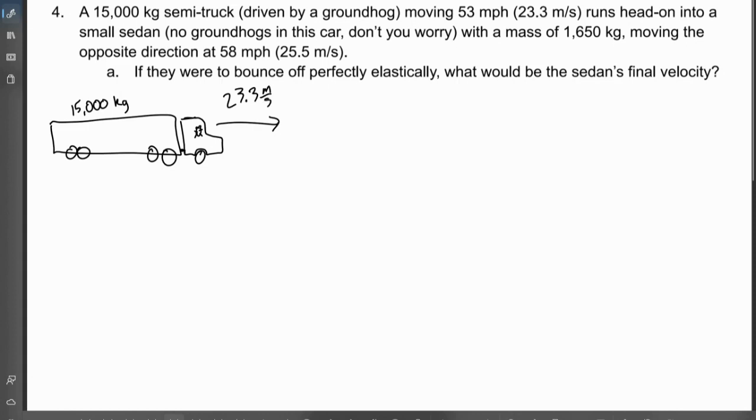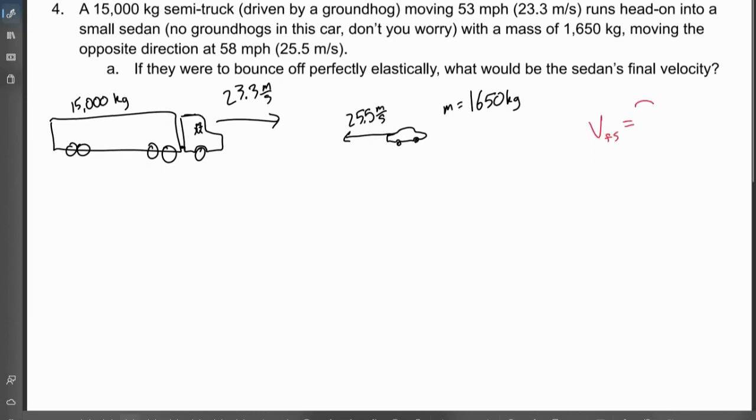Let's say they run head on into a small sedan. I say no groundhogs because that would not go well. It's a little small sedan moving in the opposite direction, with a mass of 1650 kilograms, moving at 25.5 meters per second, or 58 miles per hour. These are fairly standard highway speeds, maybe a 55 mile an hour speed limit. That's pretty typical. If they were to bounce off perfectly elastically, what would be the sedan's final velocity? So we're looking for v final of sedan equals question mark.